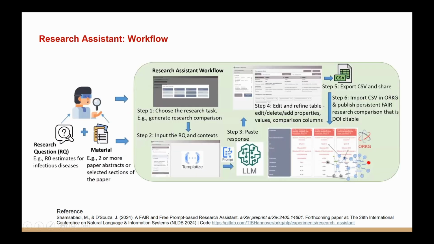So here is the workflow that it entails, at least for one of its scenarios. The researcher comes in with a research question. They also have selected a certain context. They interact with the tool, say they choose a research task, for example, generate a research comparison. Then they input the research question and context within the input fields, which is then templatized, and that can be copied into the large language model. Essentially, as a second step, the tool works as an editor. The researcher can copy that table back into the tool and edit or curate those properties, change the values if they're wrong. And finally, they get a CSV file, which they can then import directly into the ORKG. So that's essentially the workflow.